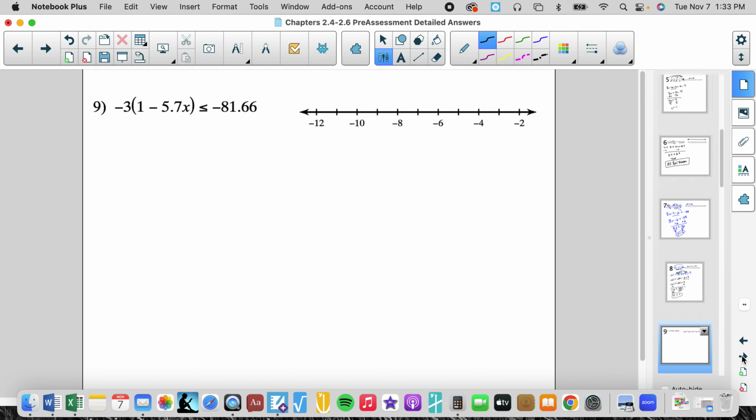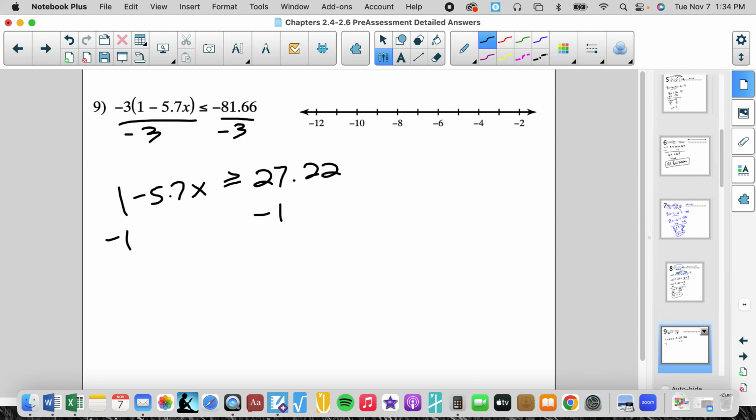Okay. Well, 3 goes into 18 and 6, so I'm going to divide by negative 3. That gives me 1 minus 5.7x. We have to flip the inequality because we divided both sides. And then on the right side, we have a negative divided by a negative, so it makes positive. 3 goes into 8 twice. Goes in 21 7 times. And 22. We are going to subtract 1.